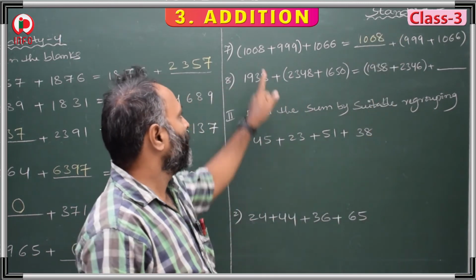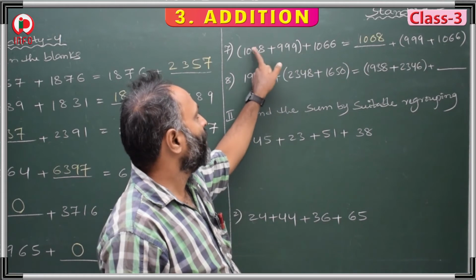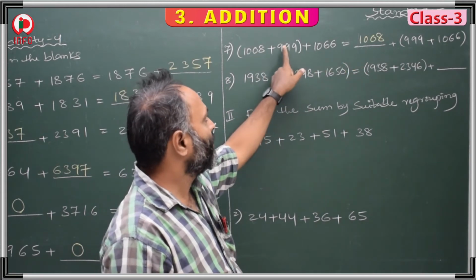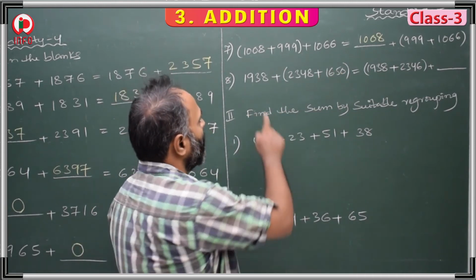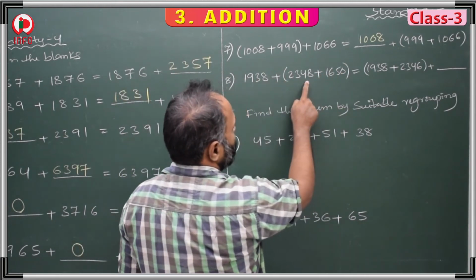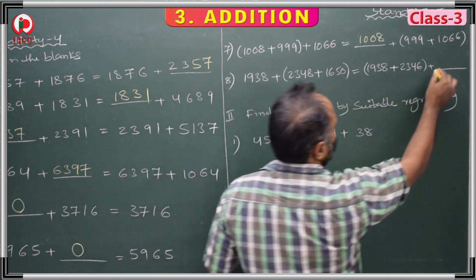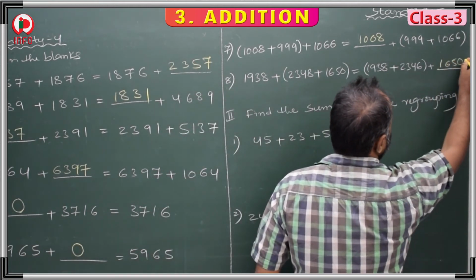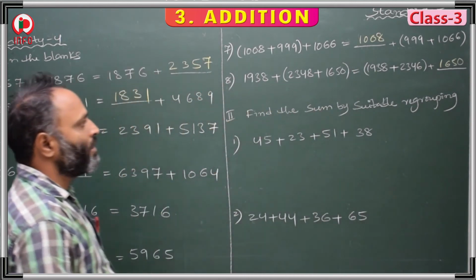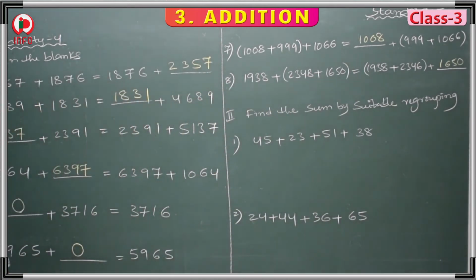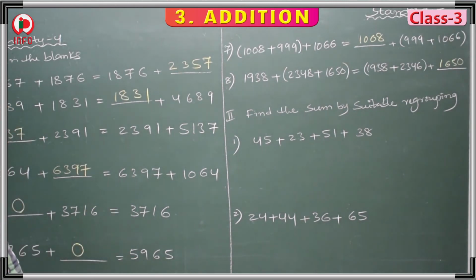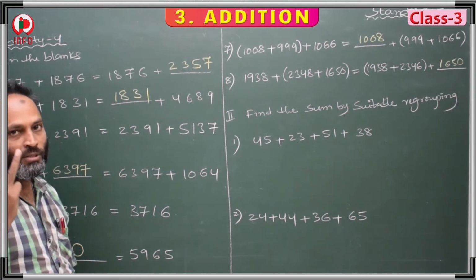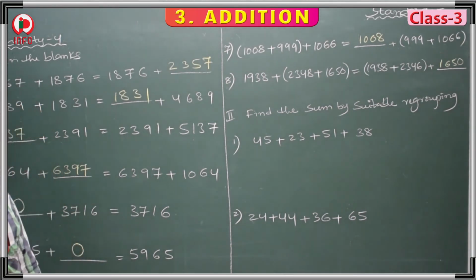1008. 1, 2, 3. 1, 2 is in a group. On the right side, 2, 3 is in a group. This is missing, that we have to write here. 1, 2, 3. 1, 2 is there. This is missing. 1650. So in this way we have to arrange regrouping, changing order, and adding 0. These 3 rules. Use these 3 rules and fill in the blanks. So in this way we have to fill.